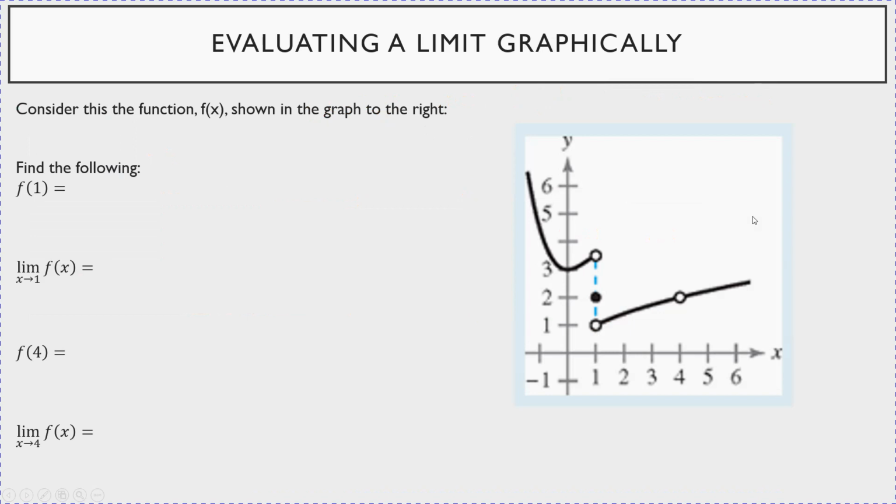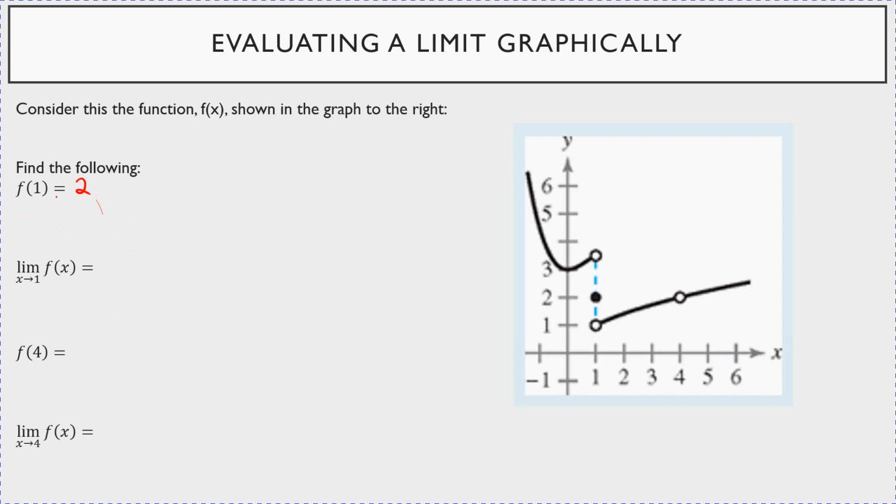Okay. Sometimes graphically is a little bit easier. When you look at the graph, that can be an easier way to evaluate a limit. So consider this function right here on the right, f of x. Its graph is shown here. So let's find each of the following. First, let me find f of 1. Look, this black dot here is the function. So when x is equal to 1, here's the dot, the function is equal to 2.